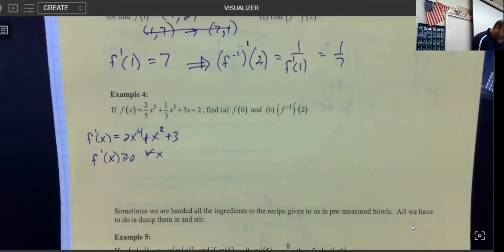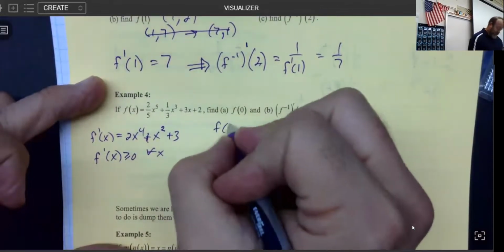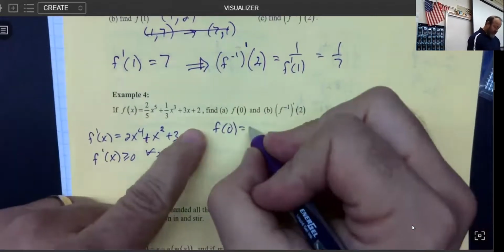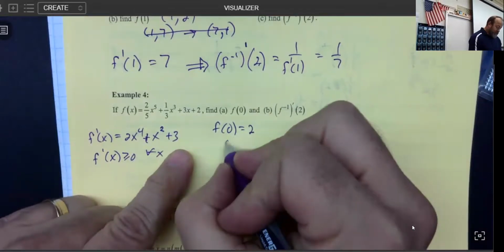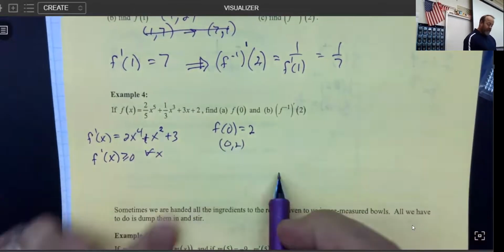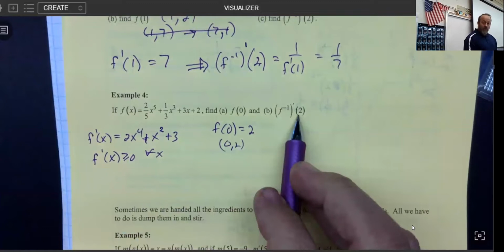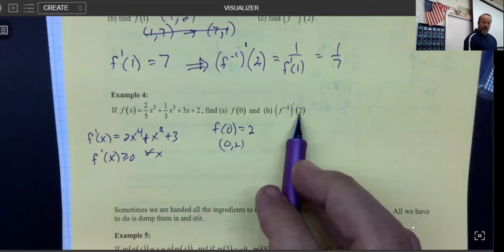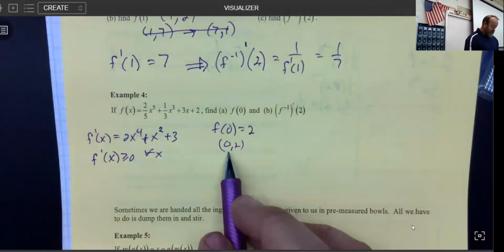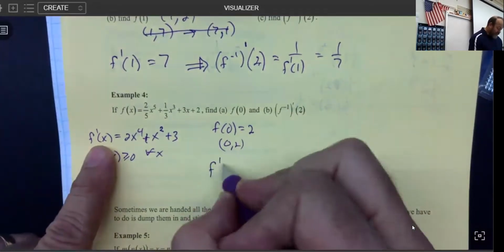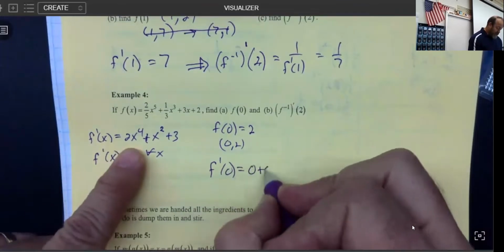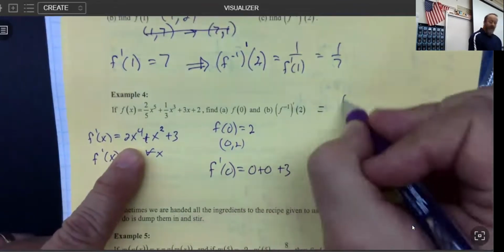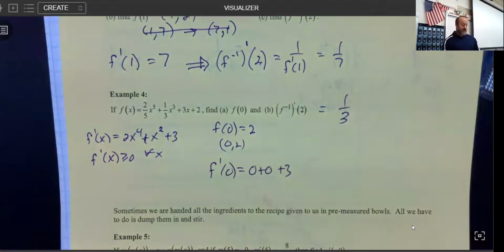So let's see. If we plug 0 into the original function, I get 2. So on the original function, it is (0, 2). If I want to find the derivative of the inverse at 2, I need to take the derivative of the original function and find out what happened at 0. So f prime of 0 would be 0 plus 3. And therefore, my derivative of my inverse is the reciprocal of that value, which makes it 1/3.